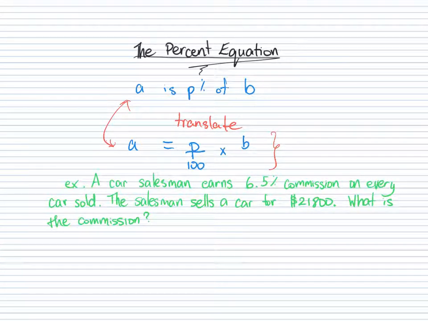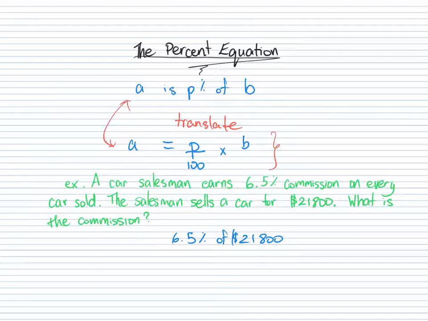Okay, so here we have an example in which a car salesman is earning 6.5% on every single car he sells. And so he sells a car for $21,800, and he's pretty happy about it because he gets to keep some of that money. And we need to figure out how much of that money he gets to keep. All right, so basically what we're trying to find out is what is 6.5% of 21,800. So we can go ahead and write that down. 6.5% of $21,800. All right, so that is what the question is asking. Now we have to figure out how it translates.